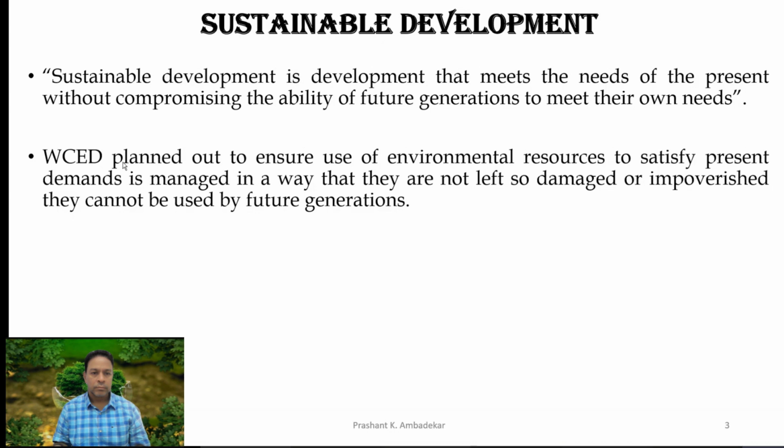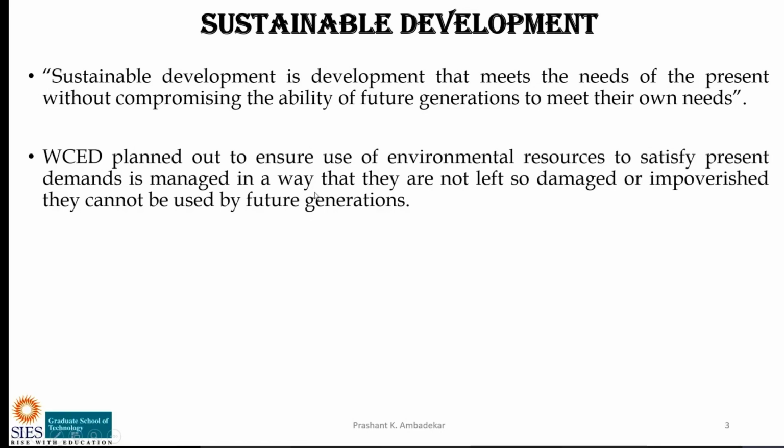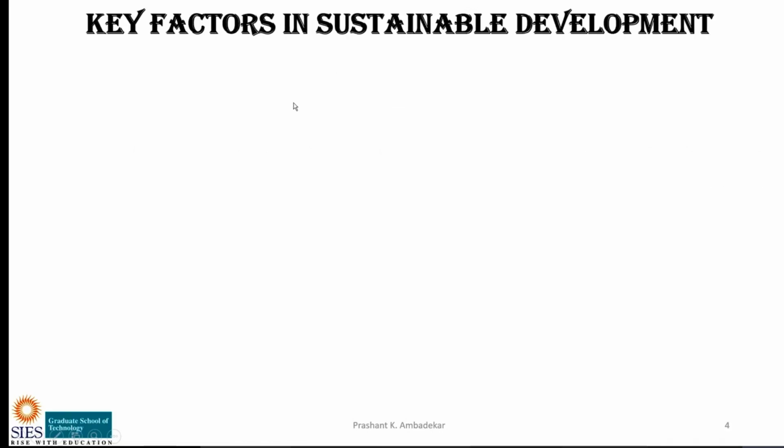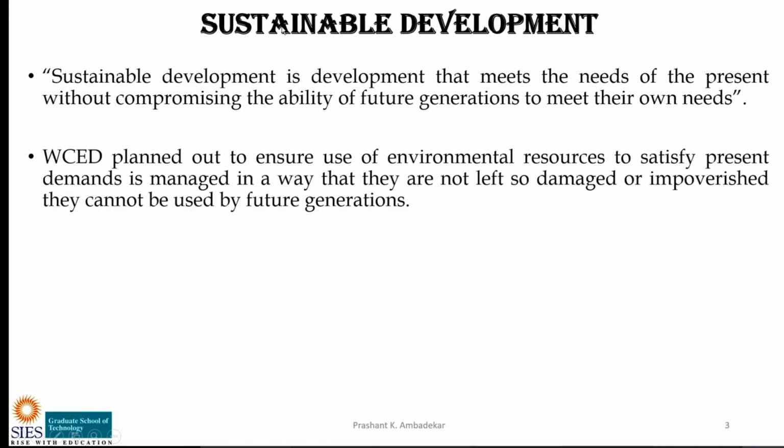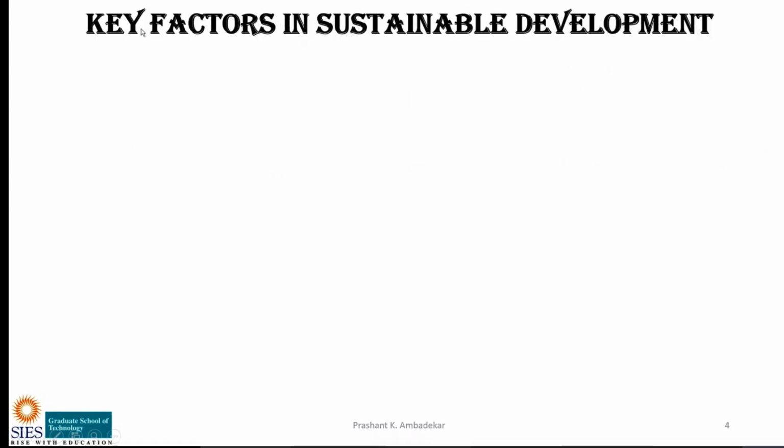One thing I am going to tell from this is that over the period things like this were happening, and finally this WCED, the World Commission on Environment and Development, made this statement and planned something. That is called sustainable development. The continuation of this is the next point, key factors in sustainable development, that is, how sustainable development can be done.